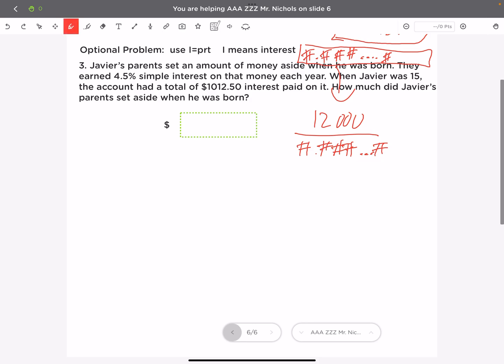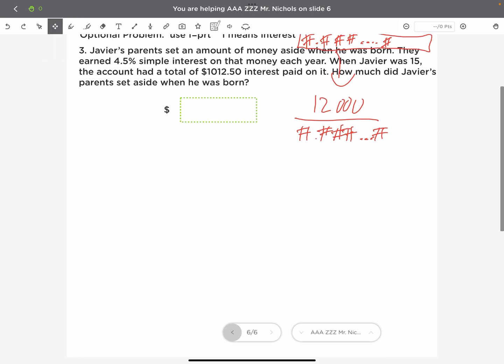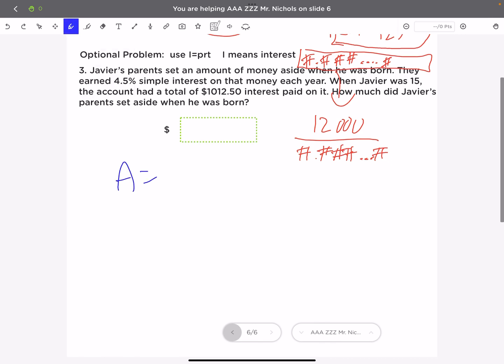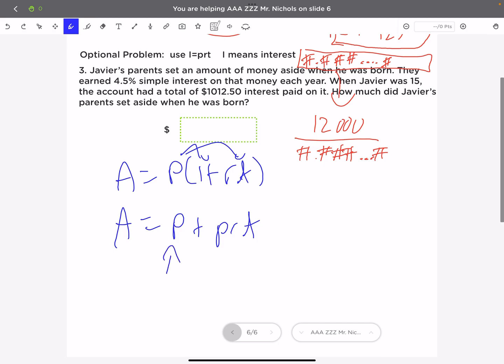Now, this we actually use the formula I gave you, and I'll do this in blue: A is equal to P times (1 plus rt). Well, if you distribute this P, you get A is equal to P plus Prt. And so this is like our initial amount, the principal, and then this is the interest. So another way you could look at it is interest is equal to P times r times t.